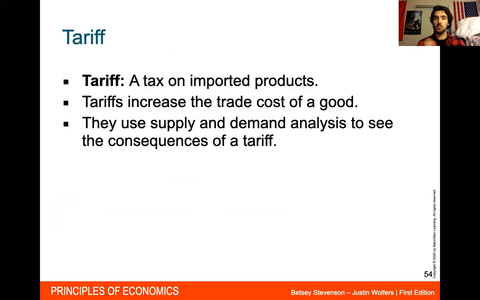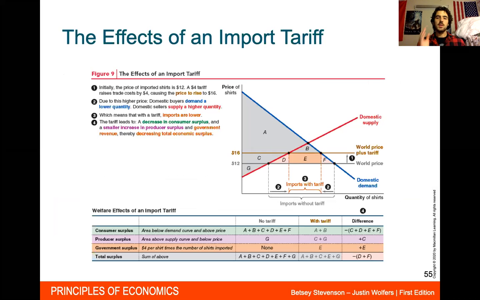So in the realm of world trade, tariffs increase the trade cost of a good, and we're going to use supply and demand analysis to see the consequences of a tariff. This is the final graph that the book provides. I'm going to switch out of this right now and go to the better graph.